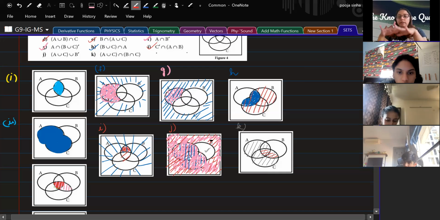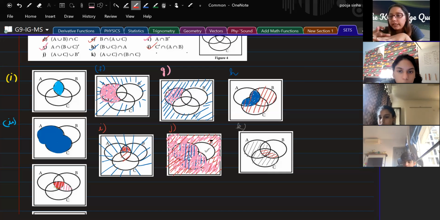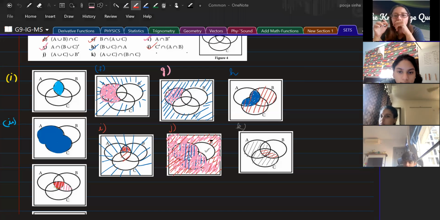So I hope we are all clear with these symbols now. We have done quite a lot of different types of Venn diagrams. So इसमें अभी किसी को कोई confusion है? Any confusion? Anybody? नहीं ना? Okay. Now I'm going to do another type of question.